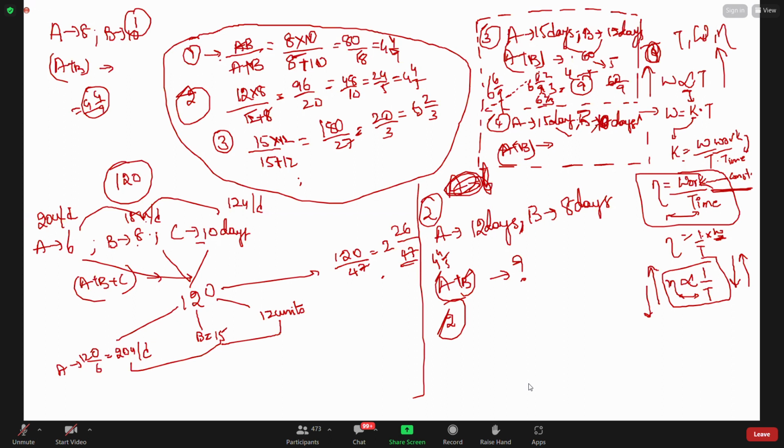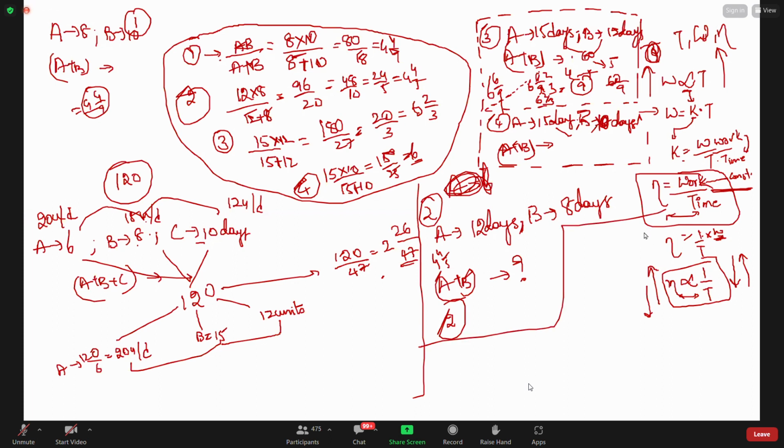Next, fourth one. What is the fourth one? 15 and 10. Sorry, 15 and 10. Check for the 15 and 10. 15 into 10 by 15 plus 10. Do it. Are you getting the same answer? 15 into 10 by 15 plus 10. 150 by 25. 6.